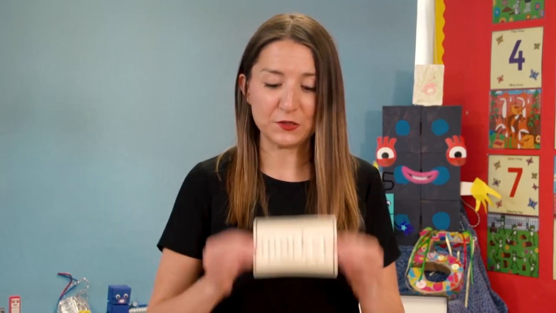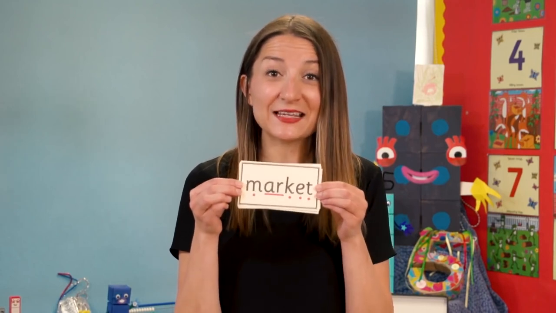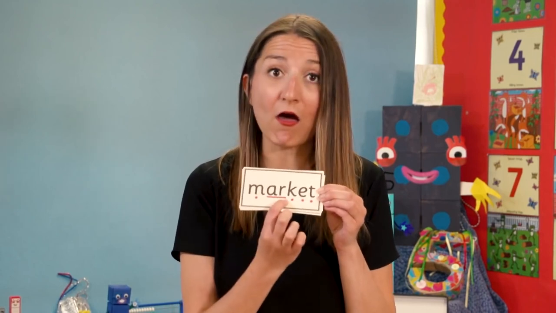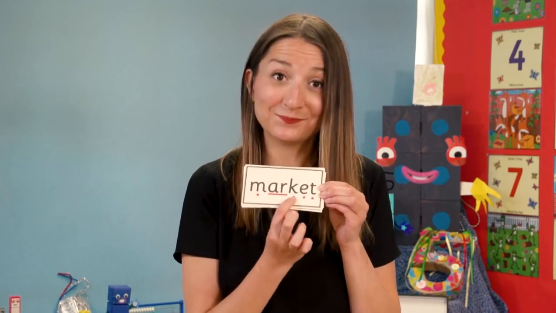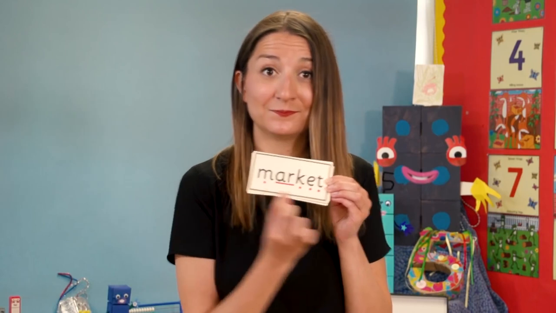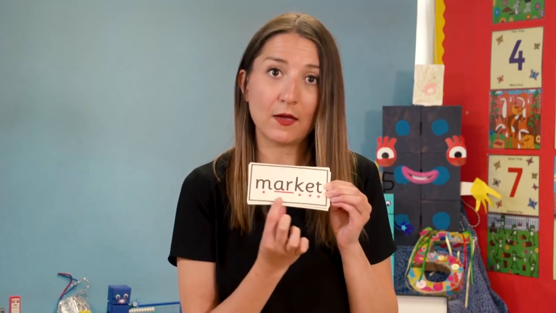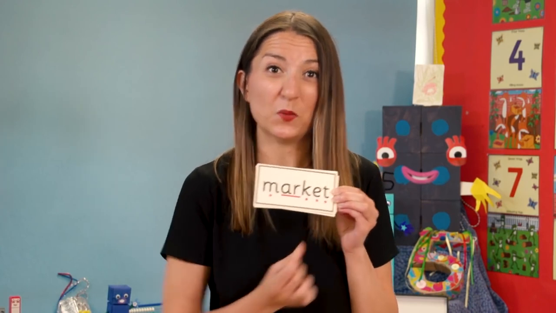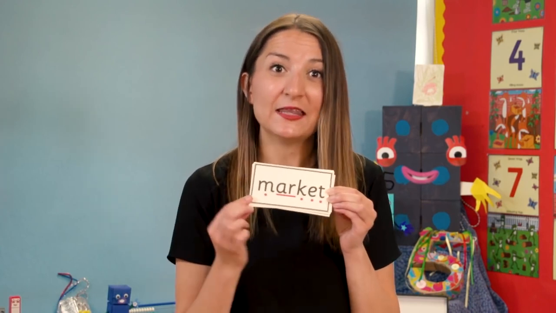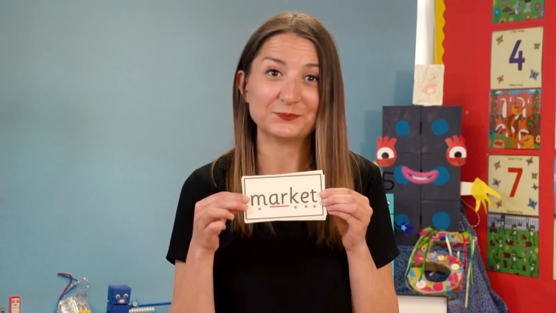Let's have a look at another word. Can you spot the digraph? Yes, the digraph is R. Sound out and blend. M-a-k, et, market. But we can say market. They bought lots of fruit from the market.